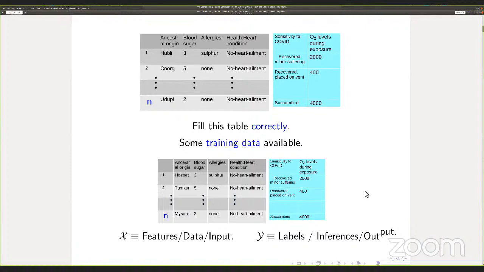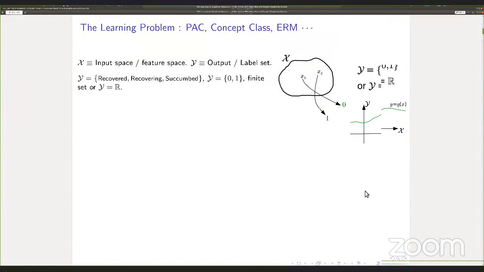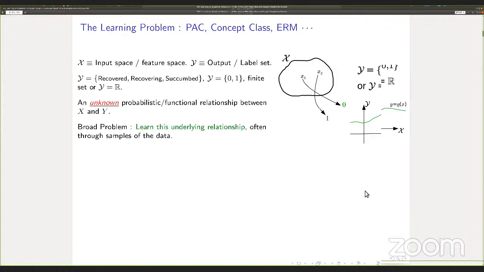So let me go ahead and get into this problem. So what is a learning problem? You have an input space X, some feature space. You have a finite set of labels or outputs. That finite set could be just binary, it could be a bunch of labels that mean something to us, or it could be a continuous set, whatever it is. And you have X, and there is an unknown probabilistic relationship between X and Y. The broad problem of learning, in some sense, is to learn this underlying relationship, often through samples of the data. So you have some samples of the data, and you want to learn this underlying relationship through samples of the data.